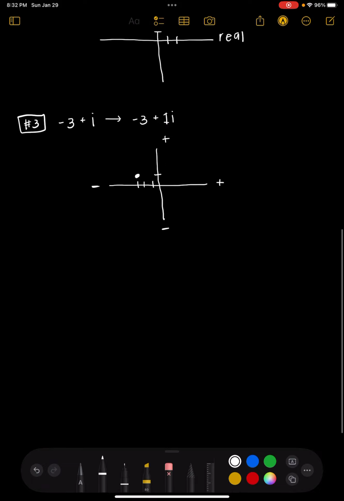And then the last example is -4 minus 2i, and when we graph that, the real portion is -4, so I'm going to go left 4 on my real axis, and then because the imaginary part is -2i, I'm going to go down 2 on my imaginary axis and plot my point. There we have it. That is how we graph complex and imaginary numbers.